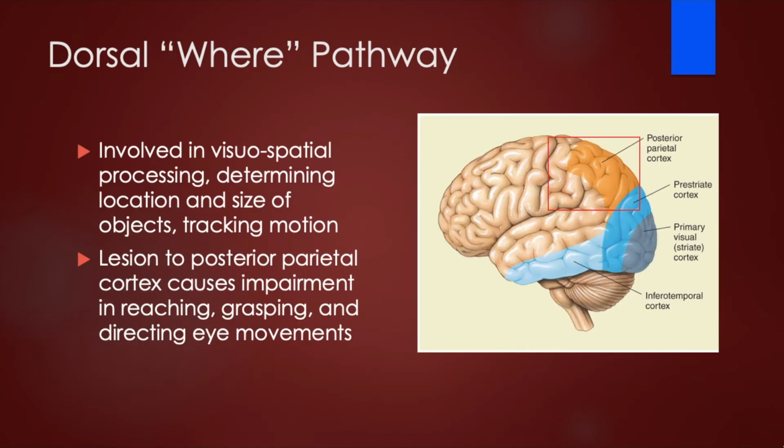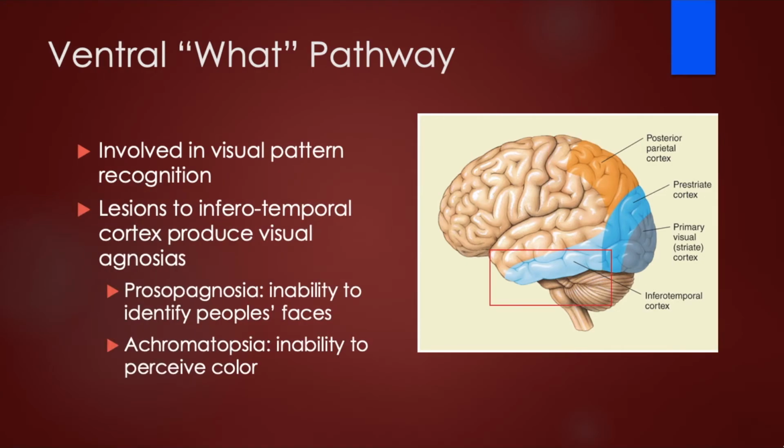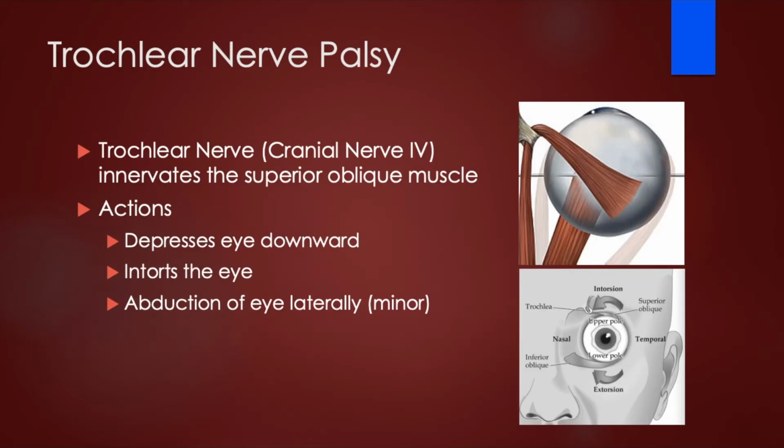Lesions to the posterior parietal cortex in the dorsal where pathway cause impairments in reaching, grasping, and directing eye movements. In contrast, the ventral what pathway is involved in visual pattern recognition. Lesions to the inferotemporal cortex in the ventral what pathway produce visual agnosias. This includes prosopagnosia, which is the inability to recognize people by their faces, and achromatopsia, which is inability to perceive color.